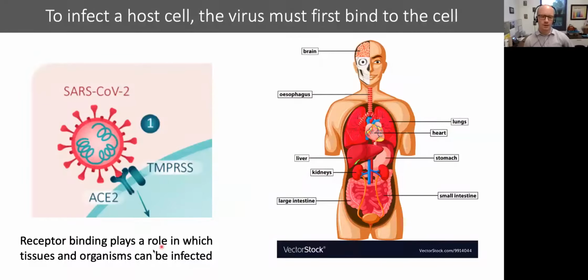Receptor binding can also help determine which organisms can be infected. So bats, for instance, have their own version of this ACE2 enzyme, which makes sense since the virus appears to have originated in bats. It needs to have a similar receptor that it could bind to.